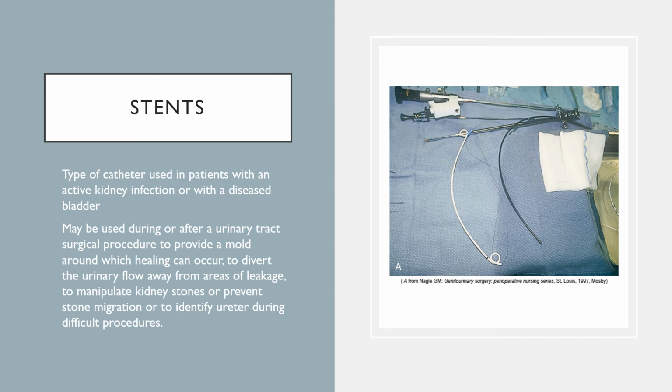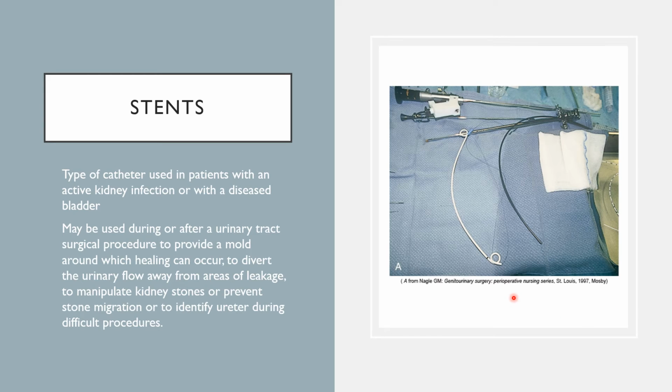All right, ureteral stents. This is a type of catheter that's used in patients with an active kidney infection or with a diseased bladder. They may be used during or after a urinary tract surgical procedure to provide a mold around which healing can occur, to divert the urinary flow away from the areas of leakage, to manipulate kidney stones or prevent stone migration. They're also used to identify the ureter during difficult procedures. And this is what one looks like over here.